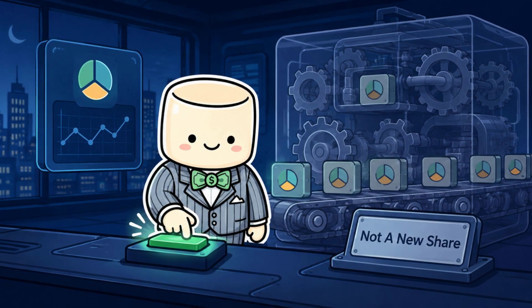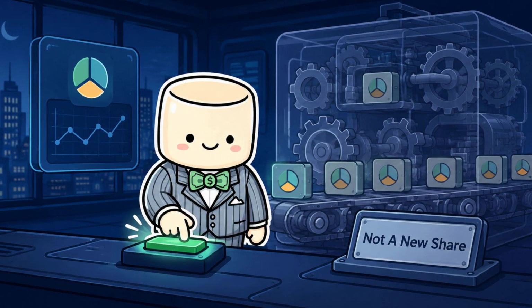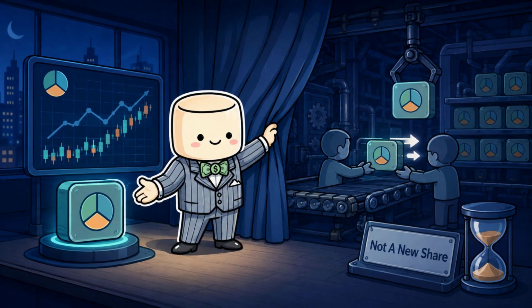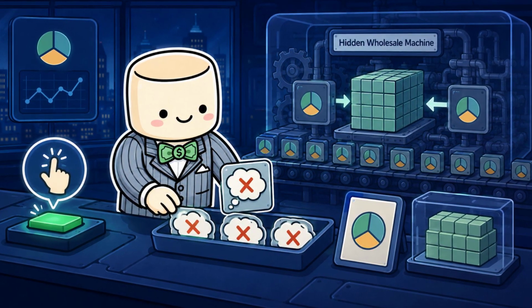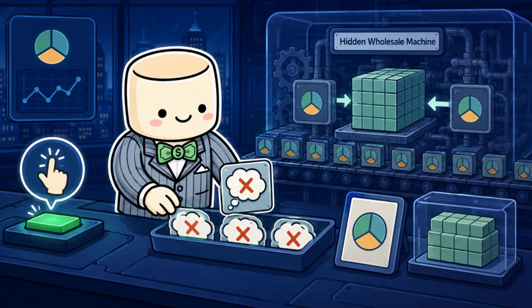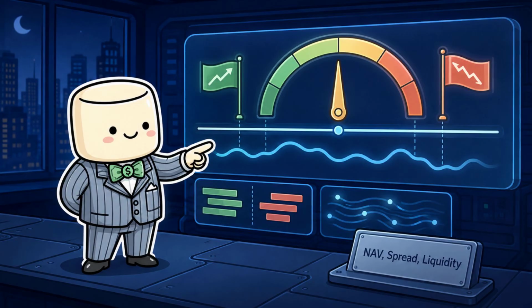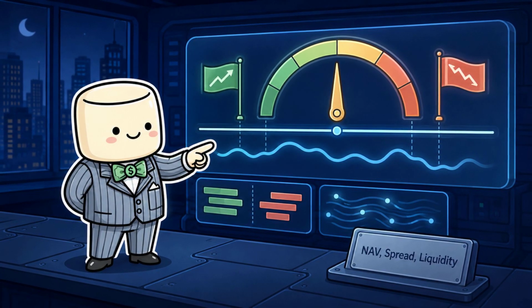When you click Buy on an ETF, you probably did not create a new ETF share. Most of the time, you bought an existing share from another investor on an exchange. But behind that simple click, there is a separate wholesale machine that can create or remove ETF shares in giant blocks. And once you understand that machine, words like NAV, premium, discount, spread, and liquidity start to make a lot more sense.